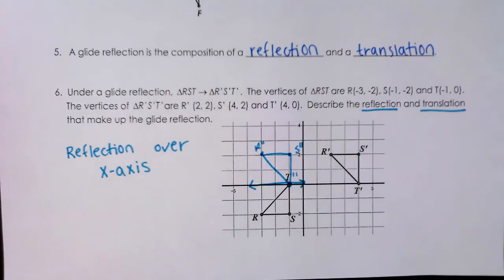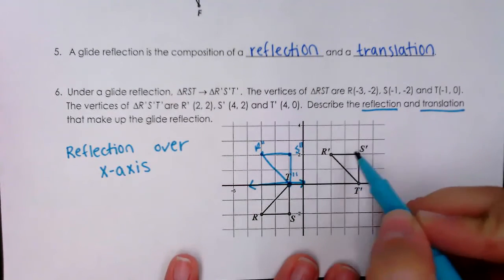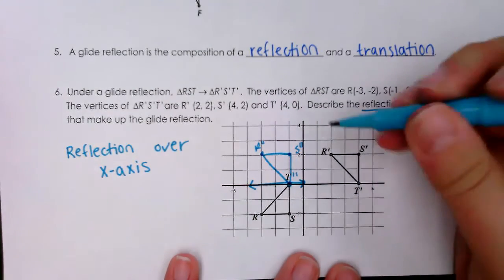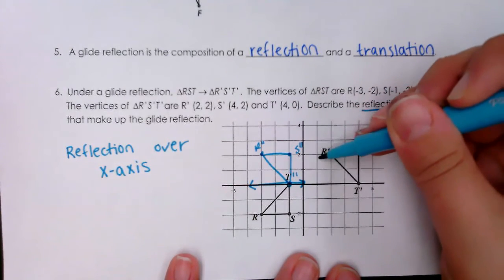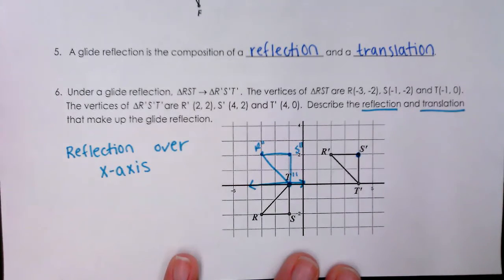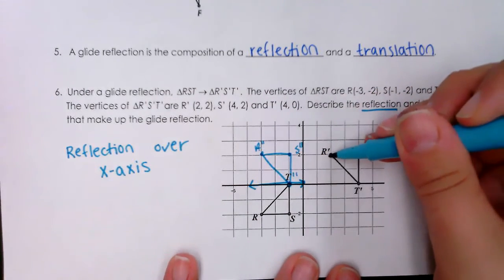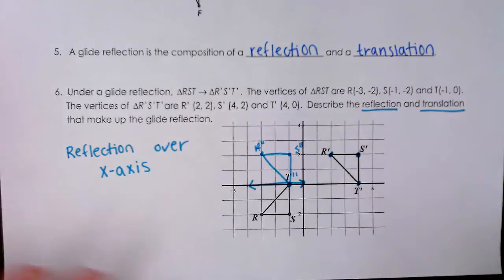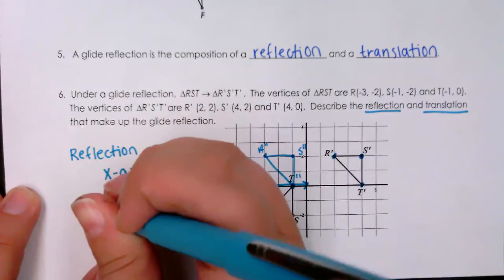And there's the reflection. And now we need to do the glide part, right? The translation. How much do I translate this triangle to get it to land on top of this one? Well, I need S to land on S. So I'm going to go over 1, 2, 3, 4, 5 to get S to land on S. And it should be the same for all of the points, R and T as well. So then after I reflect, I need to translate.